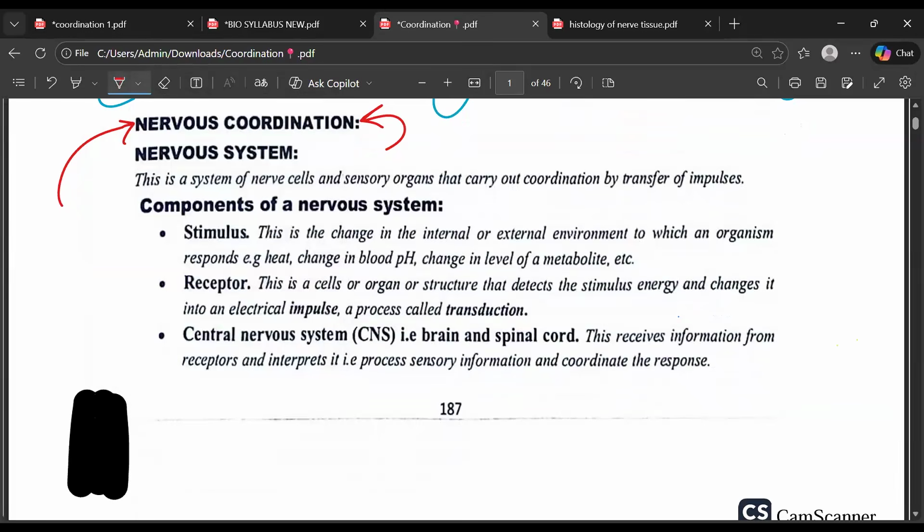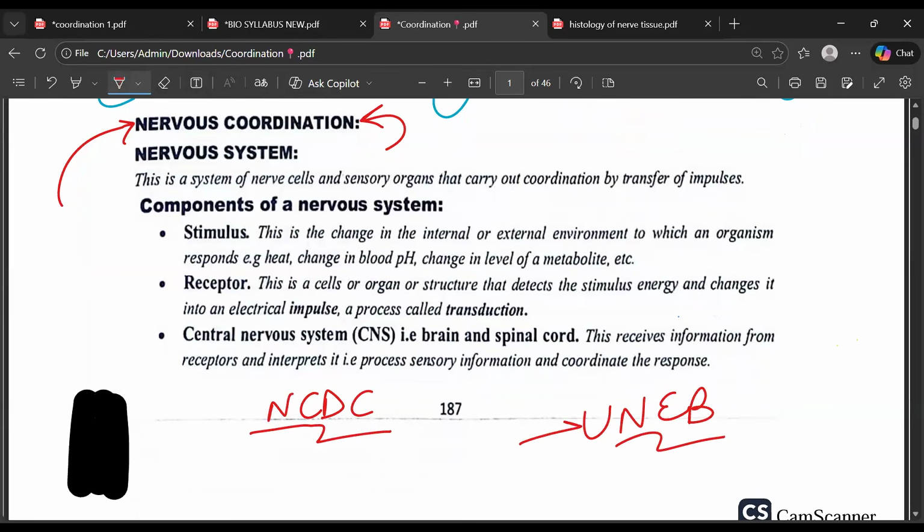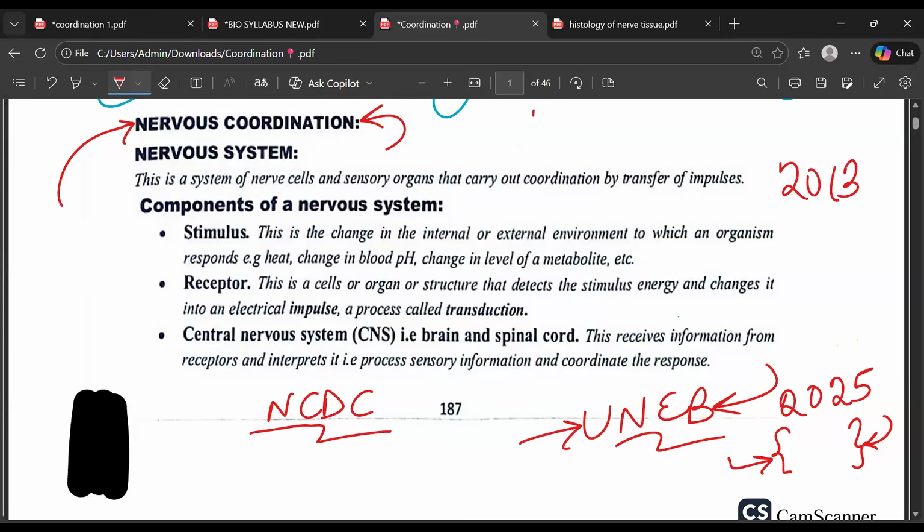And NCDC is a different body from UNEB. This one designs the curriculum, this one sets the exams. So many years, every year, UNEB sets something that is not in the syllabus. You can check the paper of 2025, the chemistry paper 2. They said something about electrolysis, that is electrochemistry. They talked about, I think, determining the standard electrode potential of the iodine electrode. Iodine is a nonmetal, and the standard electrode potential of nonmetals wasn't in the syllabus book of 2013, but it was there in that of 2012 and below.